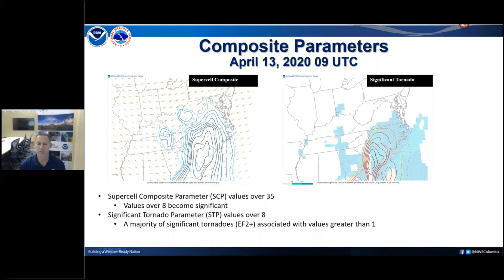And the significant tornado parameter is also an indicator. Through their study, a majority of significant tornadoes, which are EF2 or stronger intensity tornadoes, are associated with values greater than 1. In our case here, we had values up over 7, close to 8 at the time the tornadoes came through. So again, these values are just on the extreme end of the spectrum.